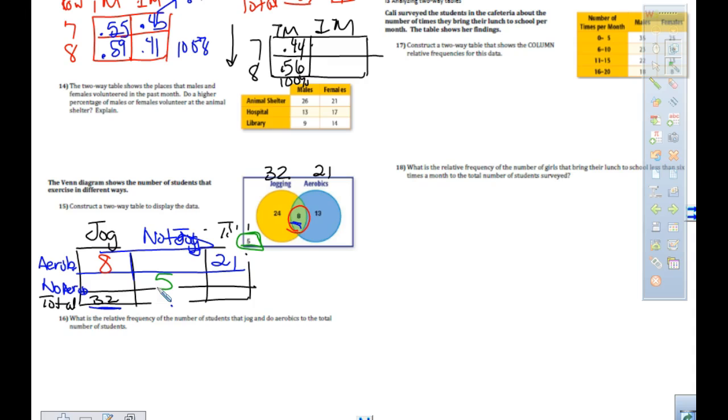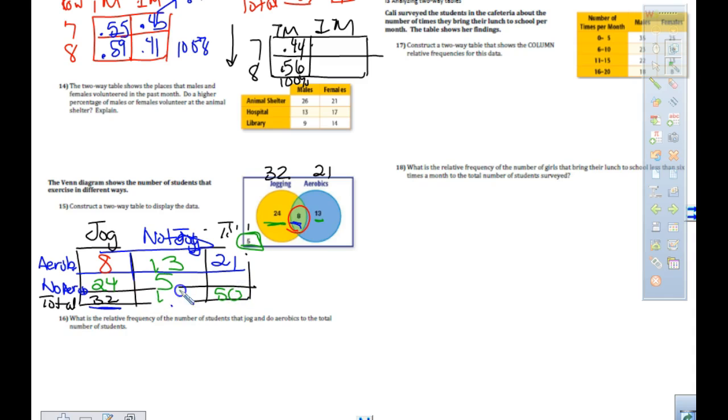So can I tell the people that 21 from the 8, right? This is my 13, right? The people that did aerobics. 13 plus 8 gives me 21. 8 to 32, this is my 24, right? That was just here. And now I should be able to fill in the rest by adding those together. Okay? So it was 50 people that they surveyed.